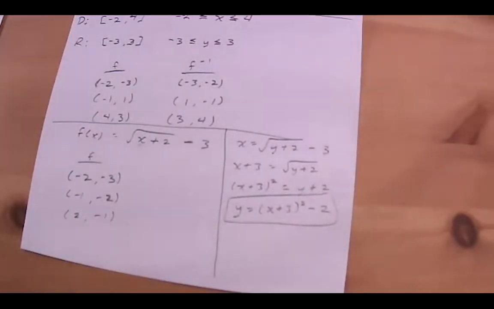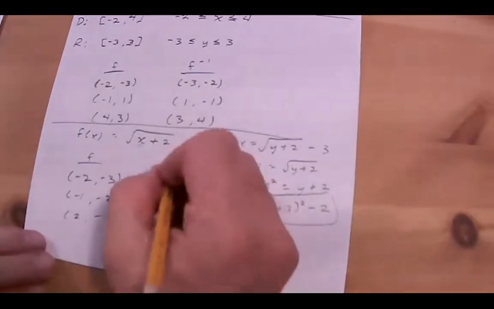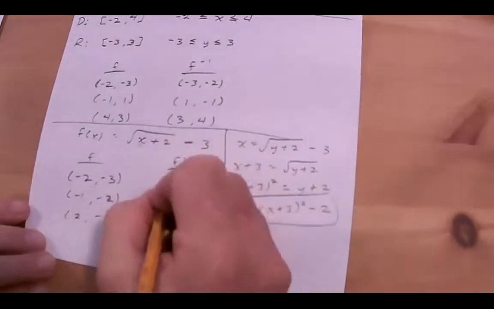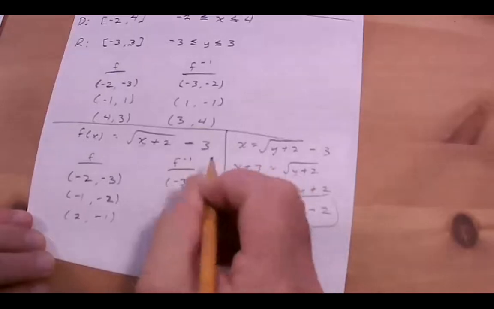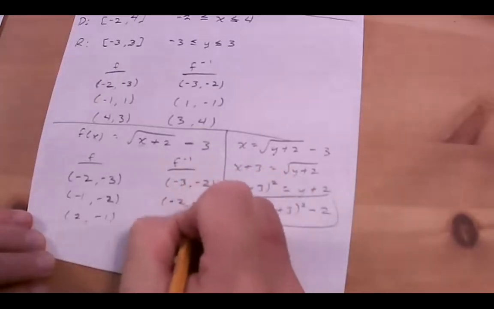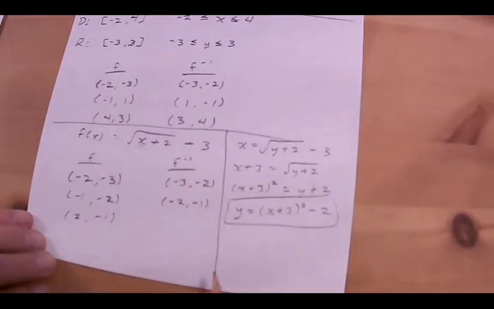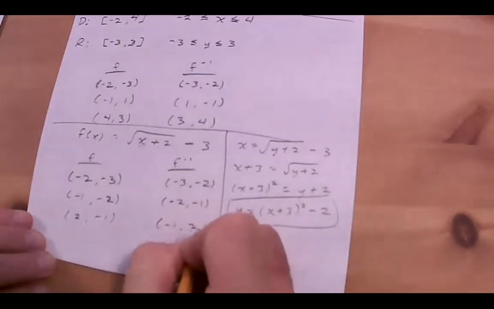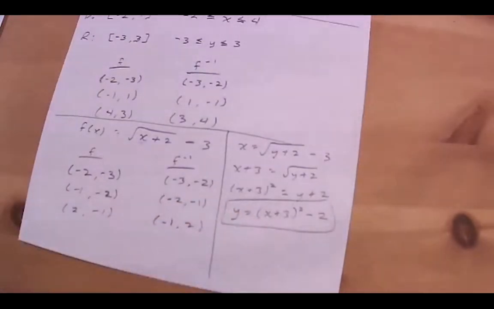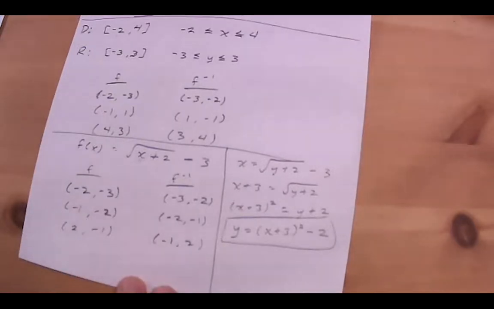Now add the graph of the inverse. So the inverse, once again, is going to be the coordinates that are switched. All right. And then graph it. And then find the domains and the ranges.